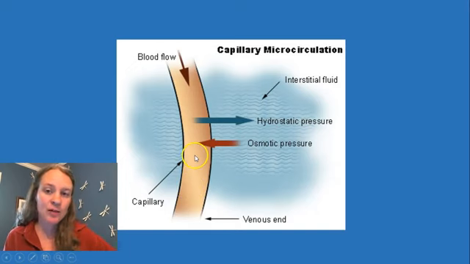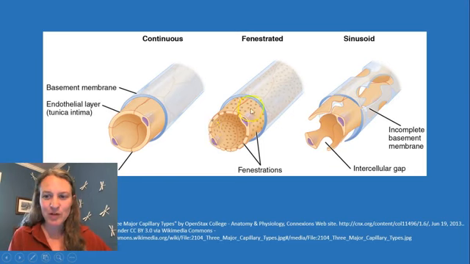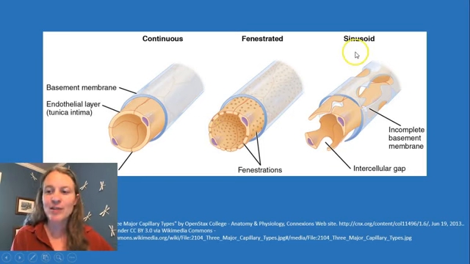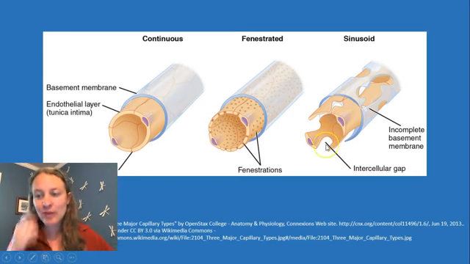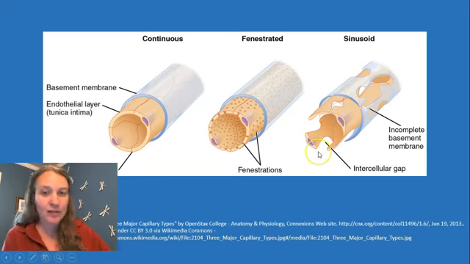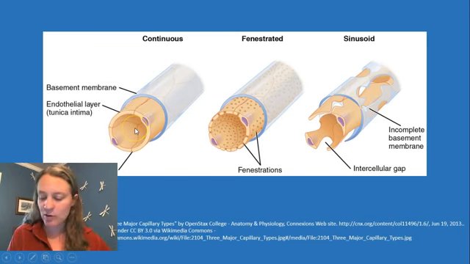So just to show you what I'm talking about here, these are three different types of capillaries, and clearly this sinusoid capillary is going to have a lot more protein loss as you move from the arterial end to the venous end than this type of capillary over here.